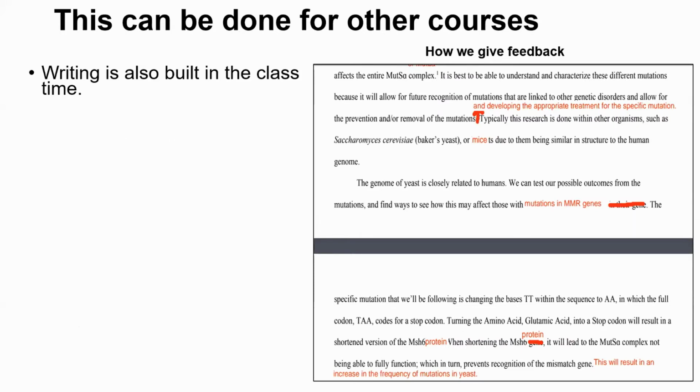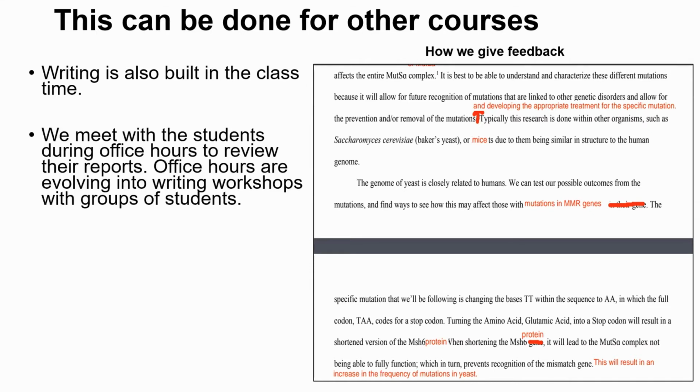So the writing was also built into class time. When they have incubation, because sometimes you have to incubate in a water bath for 45 minutes, that's time for them to write. So it's okay, break out your computers, write up the method we just did, and then we can hop around and check and see how they're doing. We do meet with our students during office hours. They are slowly evolving into writing workshops. So they come, and there are enough of them that we have to just move to the conference room and take it there.